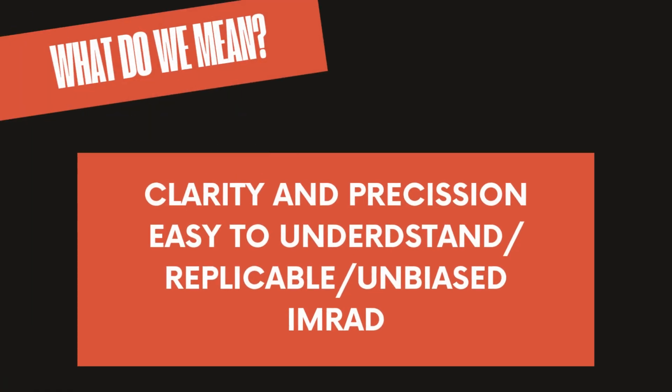Let's start by defining what we mean by scientific writing. At its core, scientific writing is about clarity and precision. It's different from the writing styles you might be used to in other areas, like creative writing or journalism, where you focus on engaging the reader with emotion, narrative, or vivid imagery. In scientific writing, the goal is to communicate complex ideas and research findings in a way that's easy to understand, replicable, and unbiased. Think about it this way.